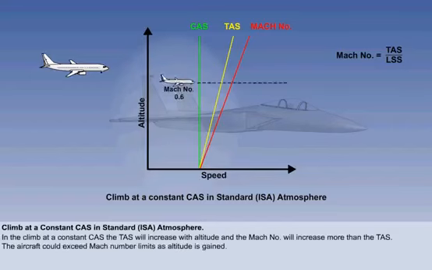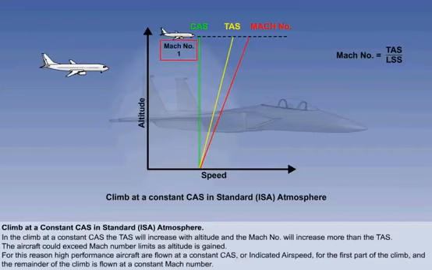So, if an aircraft was to be flown throughout the climb at a constant CAS, it would be quite possible that the aircraft could exceed Mach number limits as altitude is gained. High-performance aircraft are flown at a constant CAS, or indicated airspeed, for the first part of the climb, and the remainder of the climb is flown at a constant Mach number.